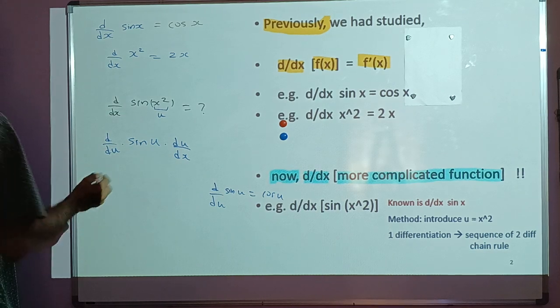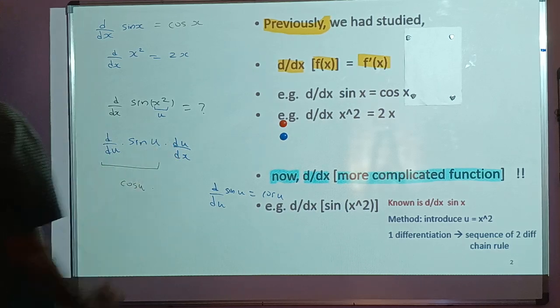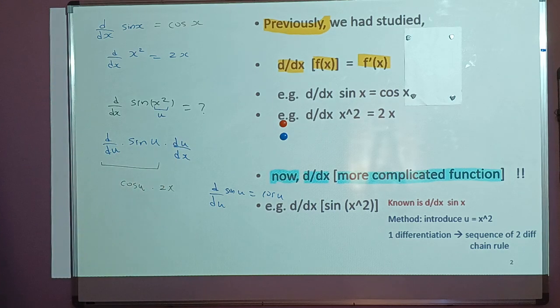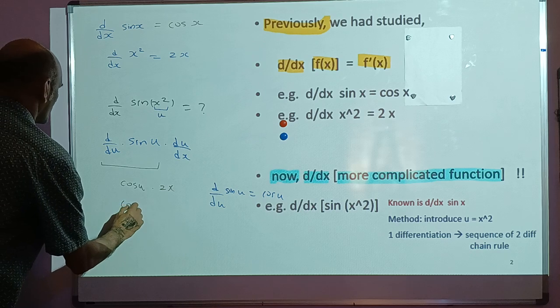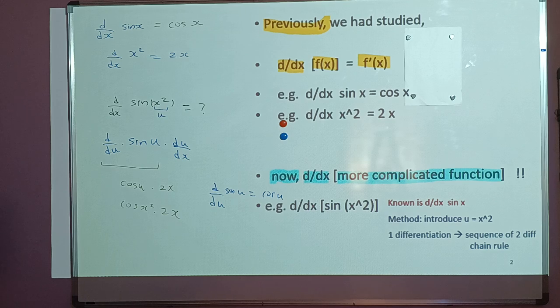So this is the first one, which is cos u, and the second one is d by dx of u, which is x square, so that is 2x. So we get the result that the derivative of sin x square is, replacing u, cos x square into 2x. So here the differentiation d by dx is done in sequence of two derivatives, or a chain of two derivatives. So this is basically the chain rule of differentiation.